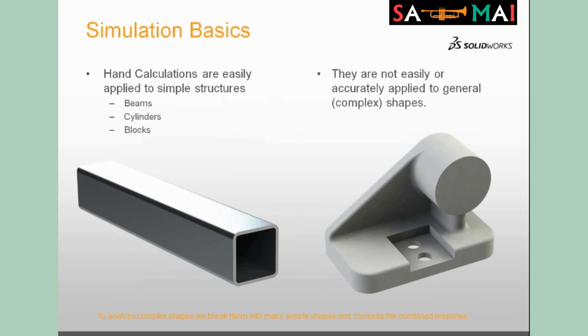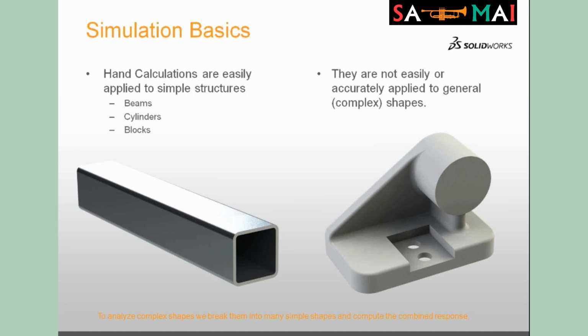So let's just talk a little bit about simulation basics. And you see two parts on the screen. One is a very simple square tube, and the other is a little bit more complex casting. If you've been through the Essentials class, you should recognize that part. But essentially, hand calculations on beams and cylinders and blocks and things like that, your bending moment diagrams, things like that, they're very simple, straightforward to do by hand.